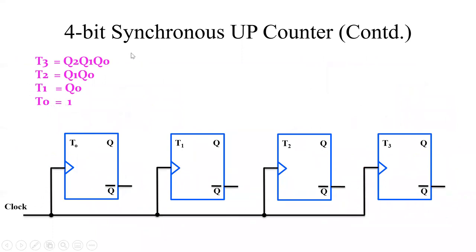Next, the logic diagram, the last step. In this 4-bit synchronous up counter, we have written the 4 equations for T3, T2, T1, T0. First, we have drawn 4 flip-flops here, that is T0, T1, T2, T3, and we have given the clock signal also.